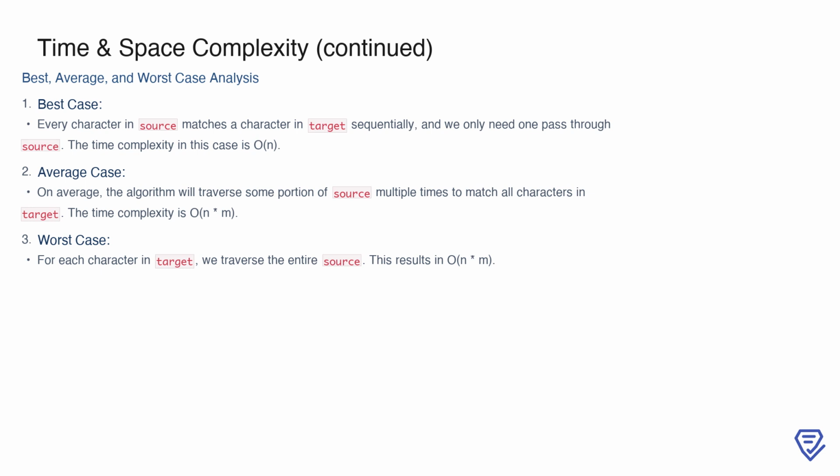Breaking the time complexity further into best, average, and worst cases, we can start with the best case. Here, every character in source matches a character in target sequentially, allowing us to form target with a single pass through source. This results in a time complexity of O(n). In the average case, the algorithm will need to traverse portions of the source string multiple times to match all characters in target. This produces a time complexity of O(n*m). Finally, in the worst case, for each character in target, the algorithm may have to traverse the entire source string. This leads to the maximum time complexity of O(n*m), which we already calculated earlier.